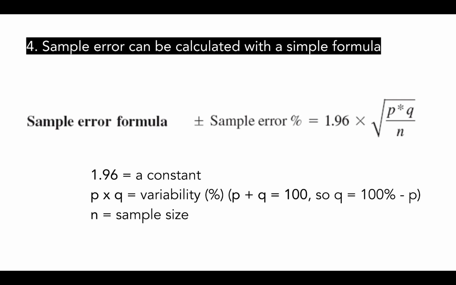So P times Q stands for variability. That's the idea of variability. Variability can be expressed as a percentage, and in that case, P plus Q together would be 100%. So Q is always 100% minus P. I will give you some examples of variability on the next slides as well. So sample size is in the denominator of the equation. So this equation actually shows you that variability and sample size have an important impact on sample error.